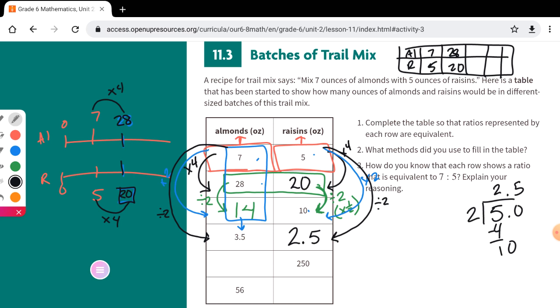Now we're trying to get raisins to 250. Emmy, which of those numbers is easiest to get all the way up to 250? 10? Okay, so I'm going to show a loop from 10 to 250. Emmy, 10 times what equals 250? So times 25. So then on the other side, I have to do 14 times 25.